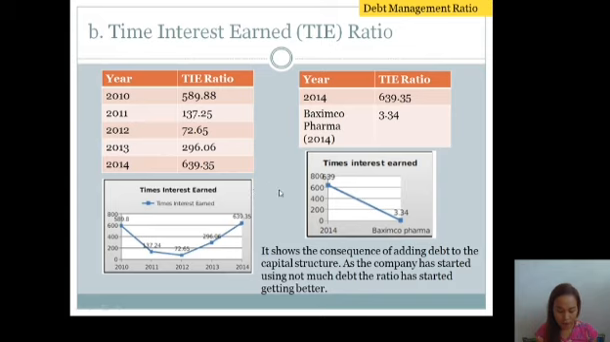So this is very good news for the investors, because if the company has enough EBIT, then they can pay the interest charges. But 2012 is significantly lower than the other years because of the lower EBIT and higher interest expense compared to the other years. On the other hand, compared to Baximo Pharma, which is 3.34 times, the ratio of 639.35 times is also better.